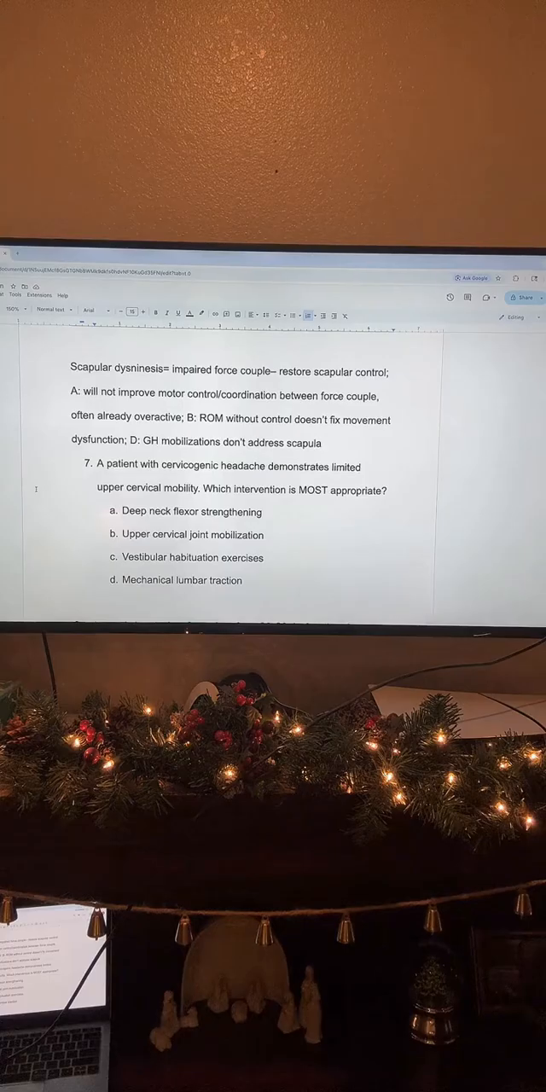Let me read it one more time. A patient with cervicogenic headache demonstrates limited upper cervical mobility. Which intervention is most appropriate? A, deep neck flexor strengthening. B, upper cervical joint mobilization. C, vestibular habituation exercises. Or D, mechanical lumbar traction.